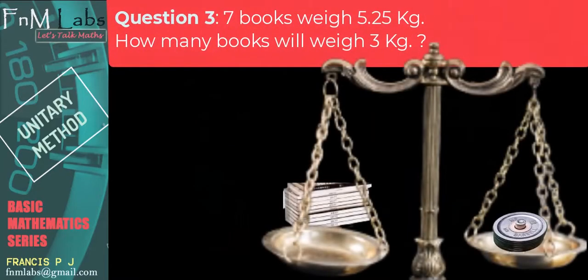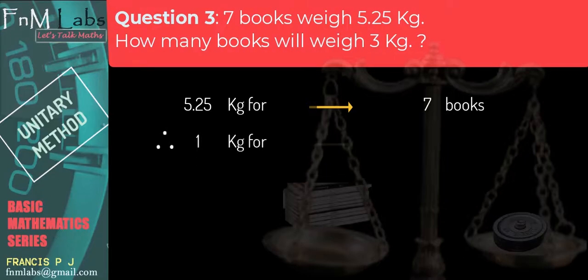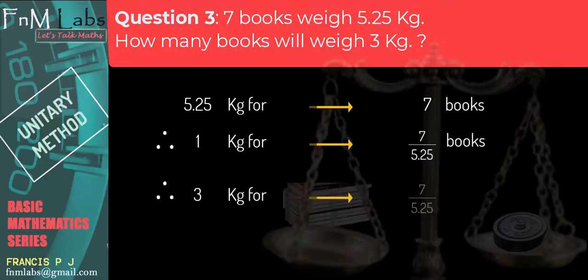Question number 3. 7 books weigh 5.25 kilogram. How many books will weigh 3 kilogram? We apply the unitary method here. We first find the number of books needed to weigh 1 kilogram, dividing by 5.25. And then we multiply by 3 to get the required number of books. Thus, we could see it require 4 books to weigh 3 kilogram.